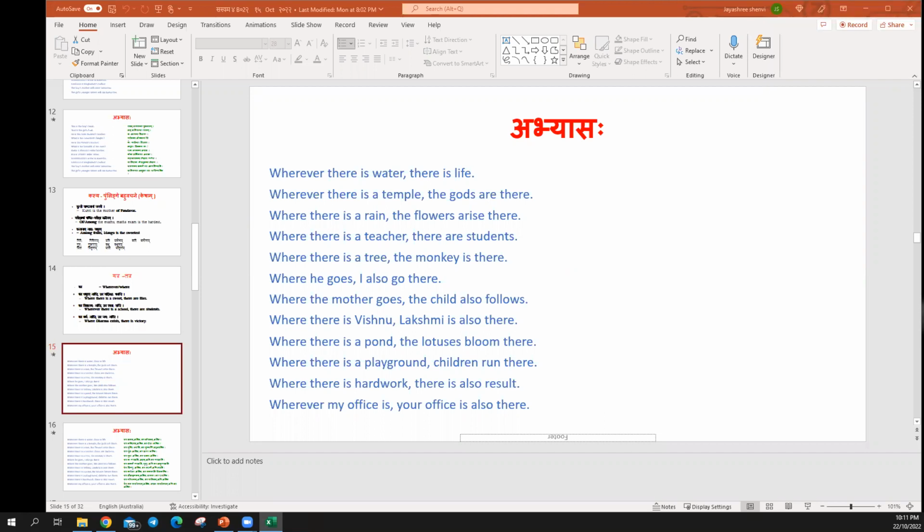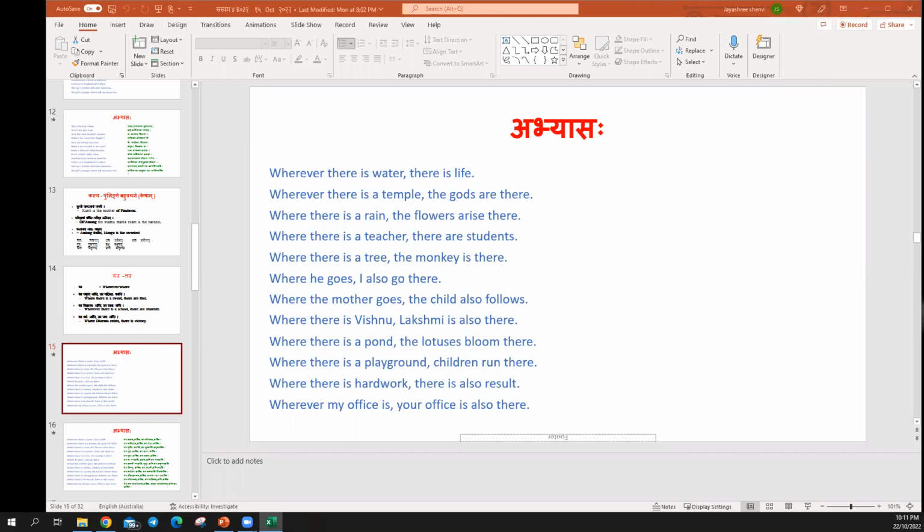Bloom, vikasati. Bahuvachana of vikasati? Vikasanti. So yatra sarovaraha asti, tatra kamalani vikasanti. That's it. No, we need not add anything else, because bloom there, right?